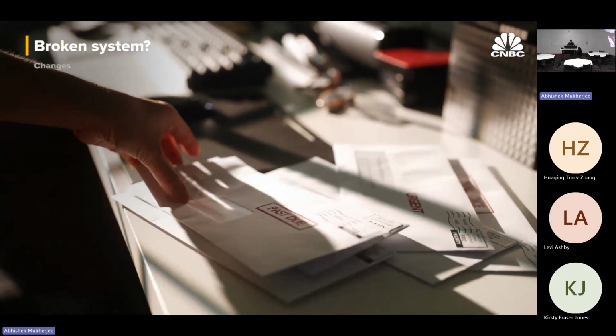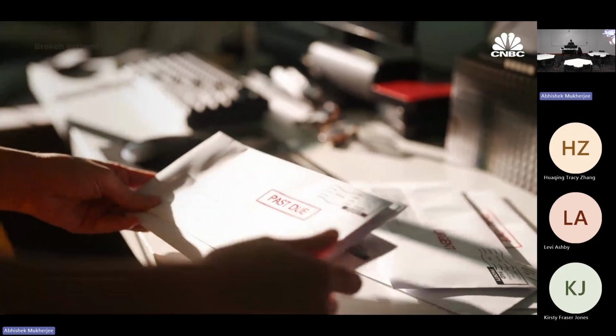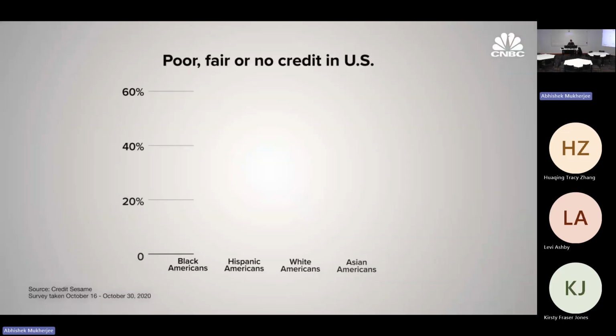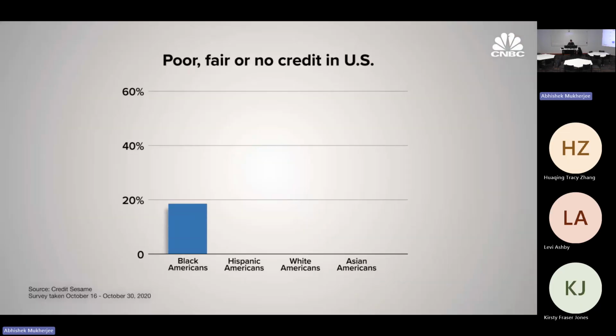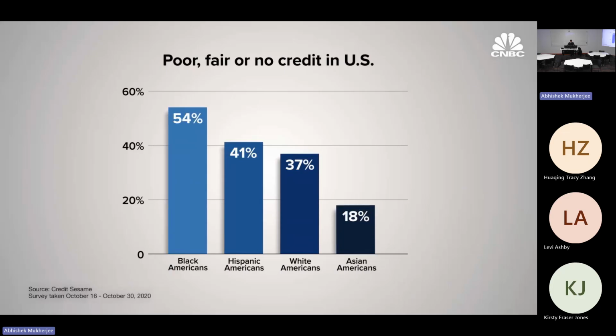Yet despite its good intentions, experts say that the credit scoring system still suffers from discrimination. A survey of 5,000 US adults found that more than half of Black Americans reported having a low or no credit score, compared to 41% for Hispanics, 37% for whites, and 18% for Asian Americans. Credit scores are based on past performance, so you're going backwards in history to make a judgment about the future. The further we go backwards in history, the deeper the structural racism in the United States was.